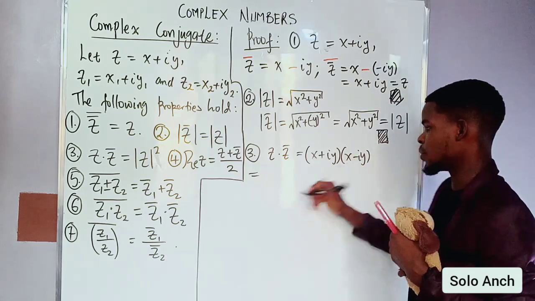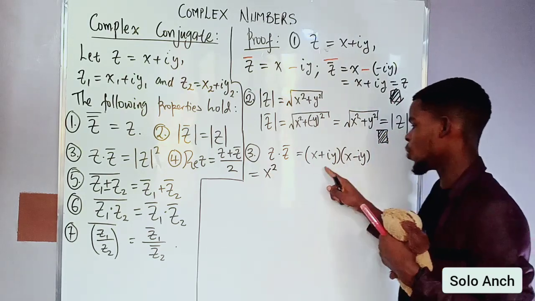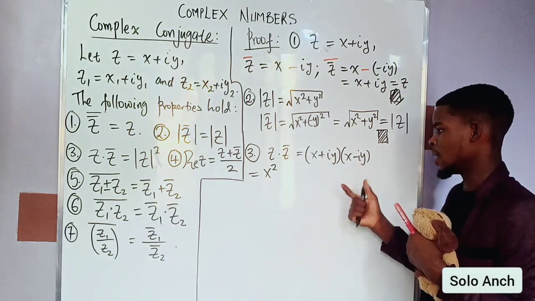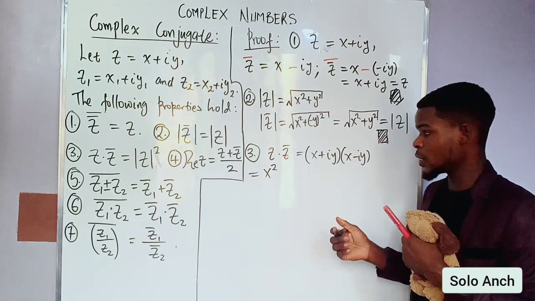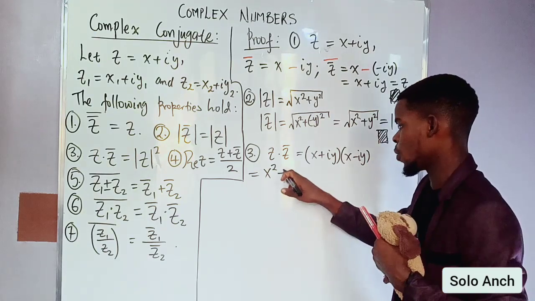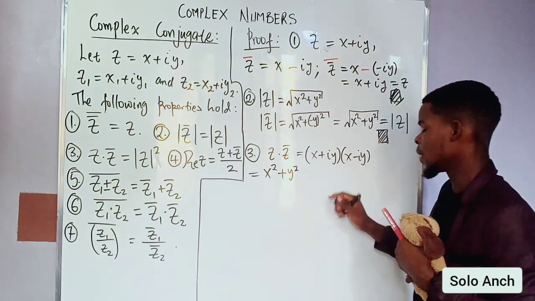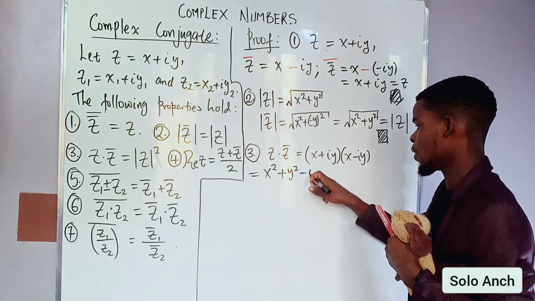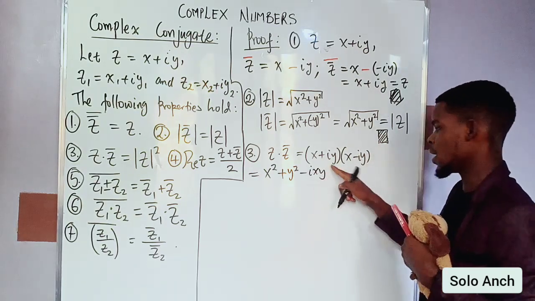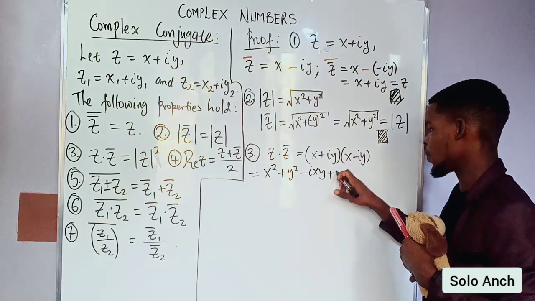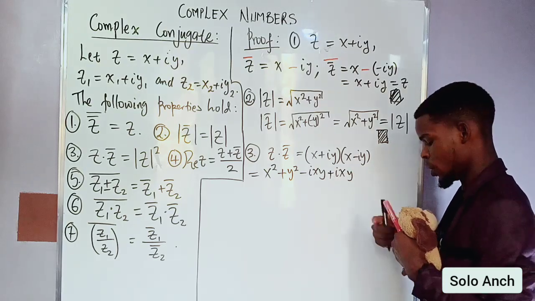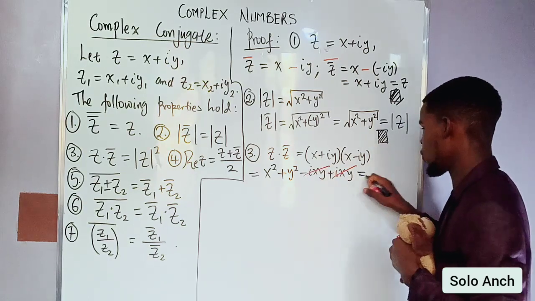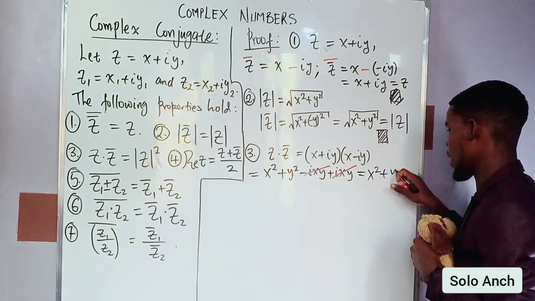So you multiply x times x, that will be x squared. Then you multiply iy times negative iy. You notice that the product of i and i gives us negative 1. With this negative, that will become positive y squared. Then the next thing is to multiply x with negative iy. That will be negative ixy. Similarly, iy times x will be positive ixy. But these two are equal in magnitude and opposite in sign. So the result here will just be x squared plus y squared.